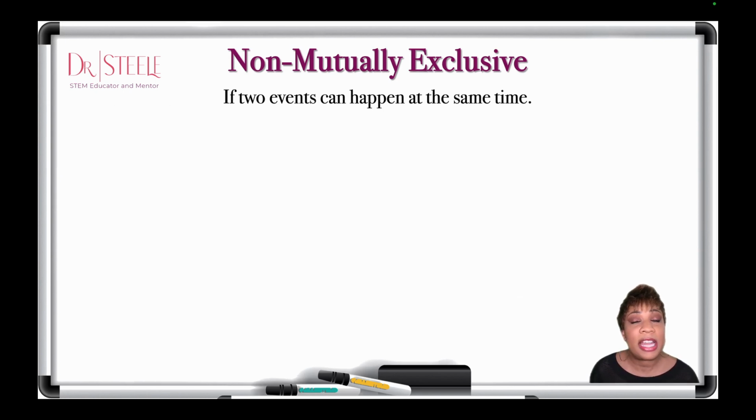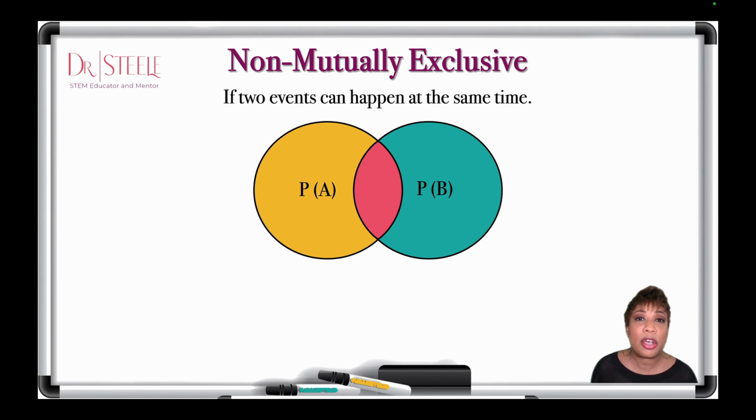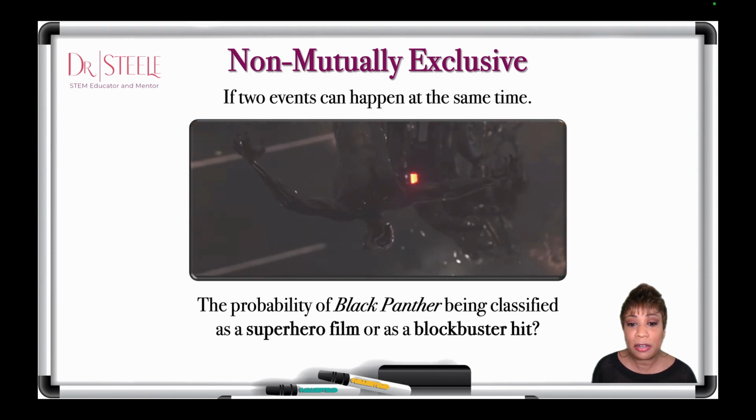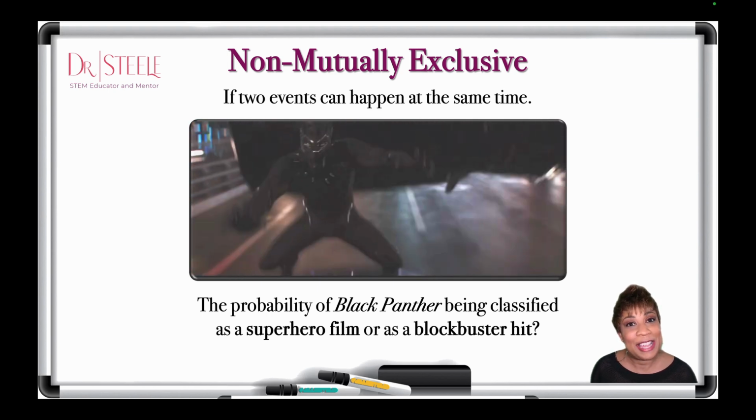All right, so now let's look at non-mutually exclusive. That means that 2 events can happen at the same time. Now, if we were to make a Venn diagram, here again is our probability of A, our probability of B. Now they can happen at the same time, so there is going to be an overlap. An example of this is the probability of Black Panther being classified as a superhero film or as a blockbuster hit. They definitely can happen at the same time.